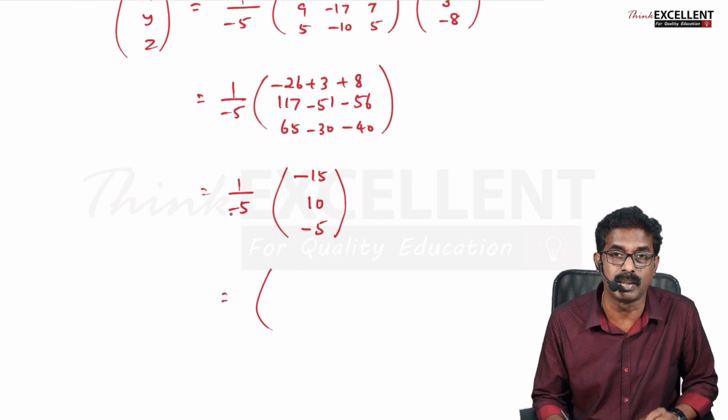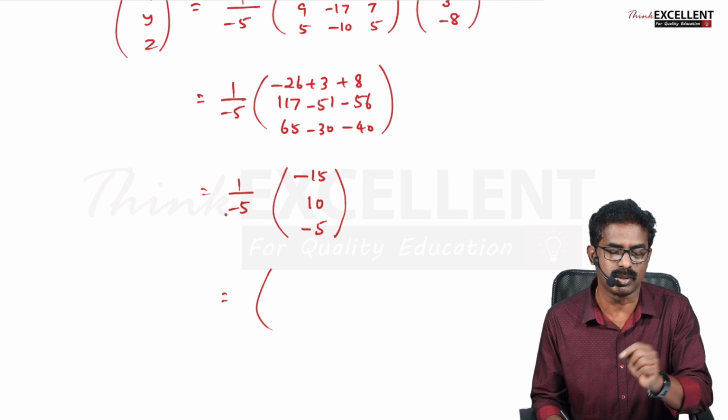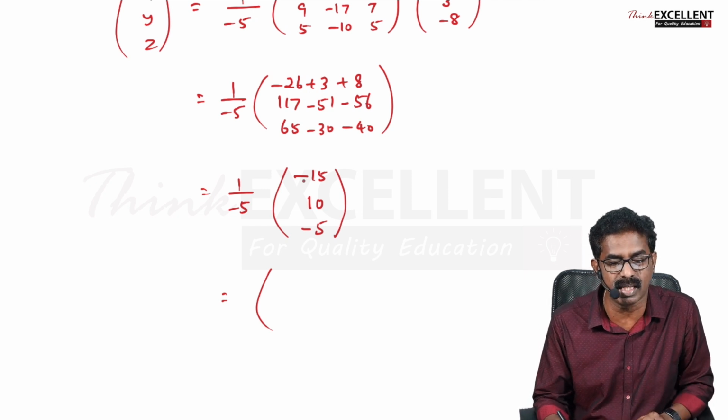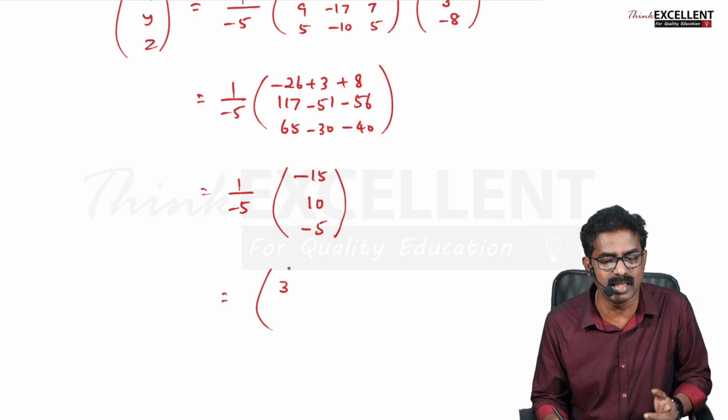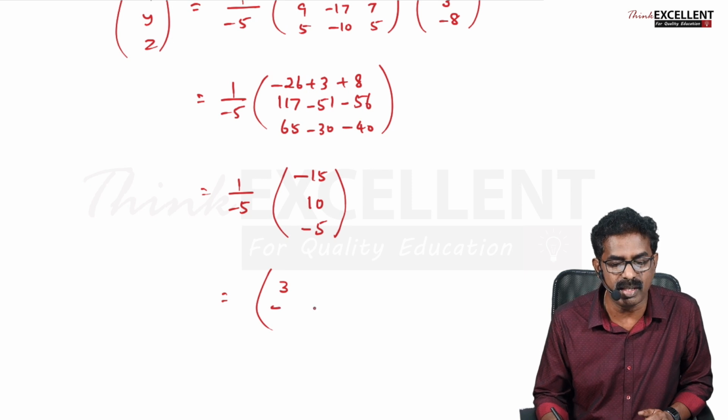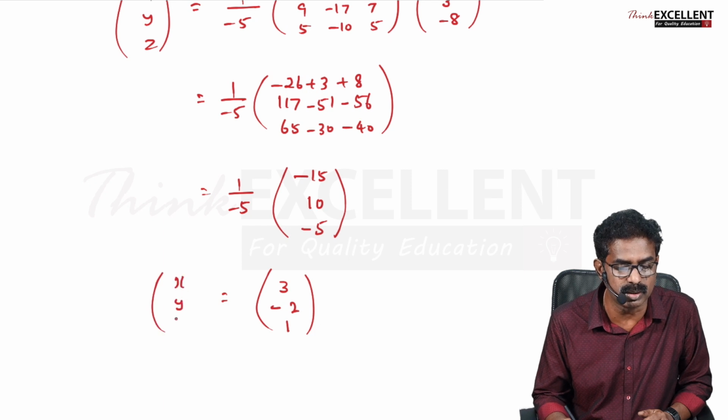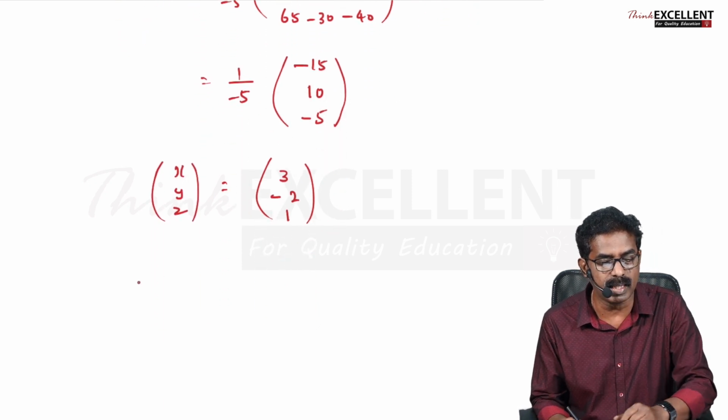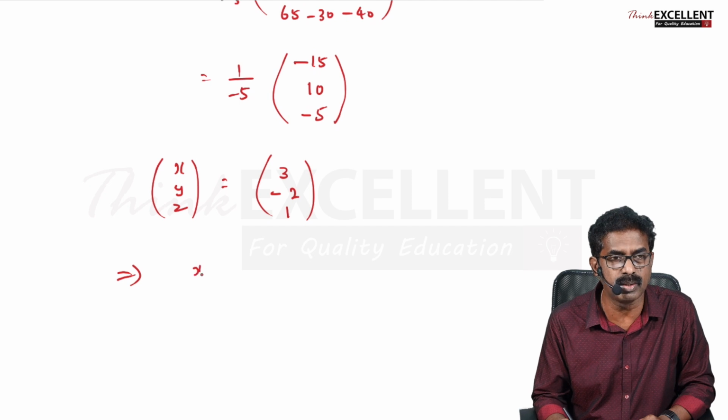So you change the sign because we are multiplying by minus, right? So change the sign and divide by 5. Minus 15, change the sign, it becomes plus, 15 divided by 5 you will get 3. Second one, plus 10, change the sign, you will get minus, divide by 5, 2. Next one, change the sign, plus, 5 by 5 is 1. So this is the value of x, y, z. Don't stop here. So which implies x equal to 3, y equal to minus 2, z equal to 1.